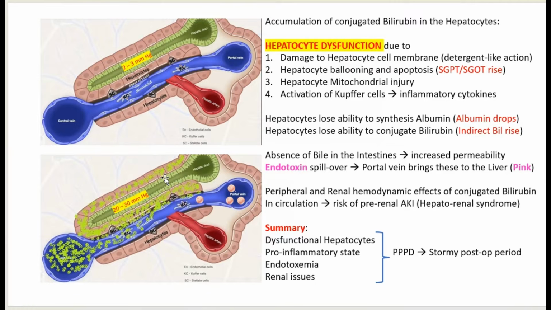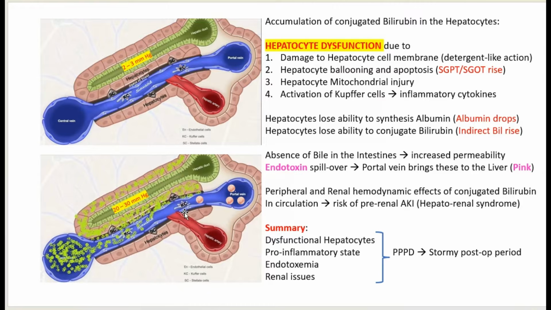This is the most important point that we need to remember: this conjugated bilirubin accumulating inside the hepatocytes is toxic to the hepatocytes. It damages the hepatocyte cell membrane because of its detergent-like action. It causes hepatocyte apoptosis, and this is the reason for the elevation of the liver enzymes. It causes hepatocyte mitochondrial injury, so that the hepatocytes cannot produce ATP for their own functions.